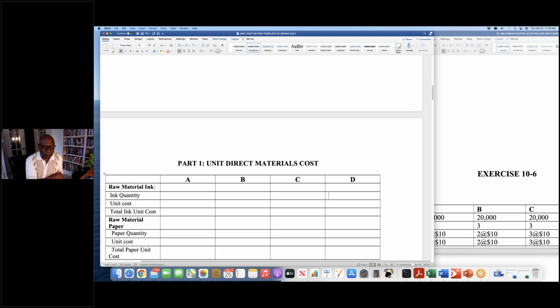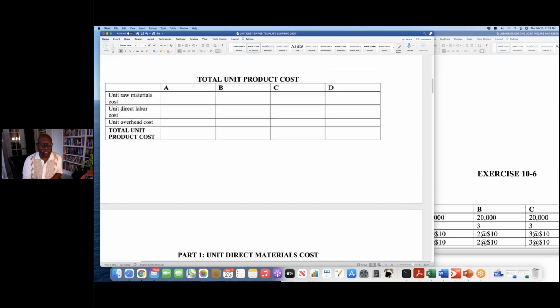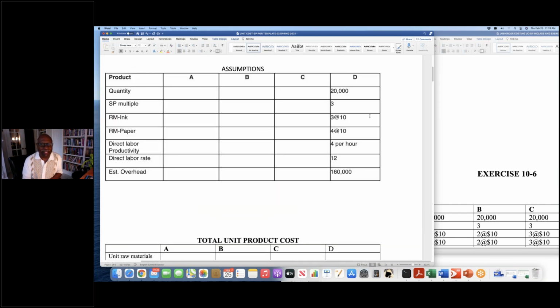Well, what I'm mentioning right now is this table. Part 1, unit direct materials costs. It's in the Blackboard, I think it's in there. What I did was, this is filled out, but it makes more sense for you to understand what's in here and why.